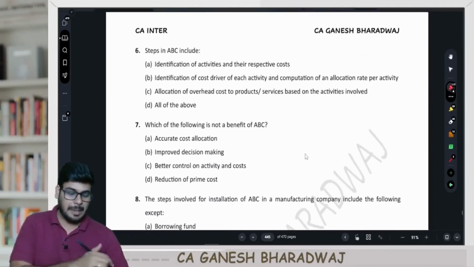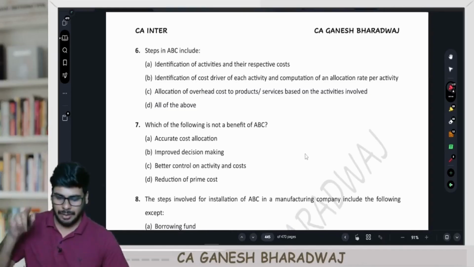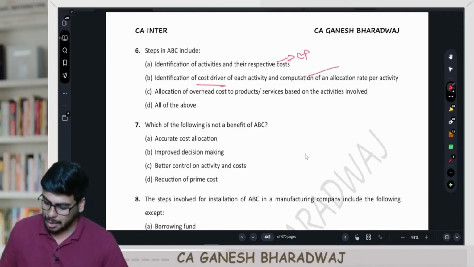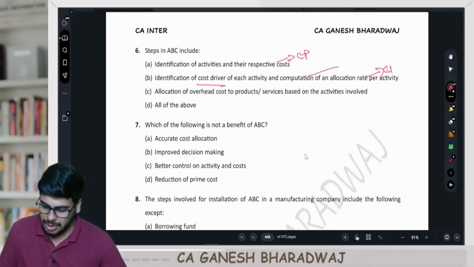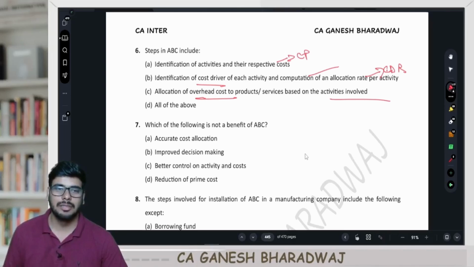Next, guys, steps in ABC include identification of their activities with their respective cost. Cost means what? Cost pool. Identification of cost driver for each activity, and computation of the allocation rate per activity. That is nothing but cost driver rate. Then allocation of the overhead cost to the products or services based on the activity involved. All of the above. Obviously, all of the above only. Basically, step 1, step 2, they have split it into 3 steps and written.